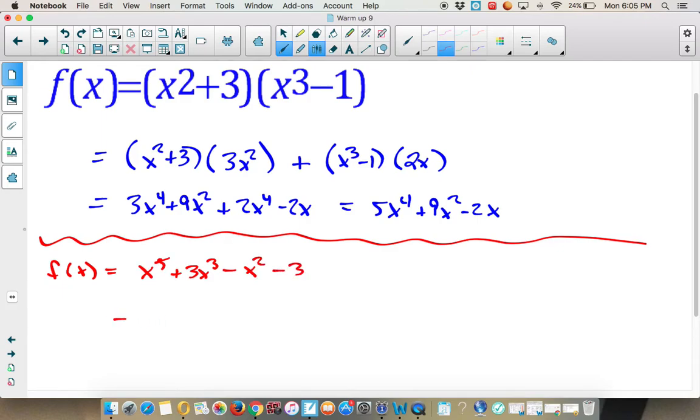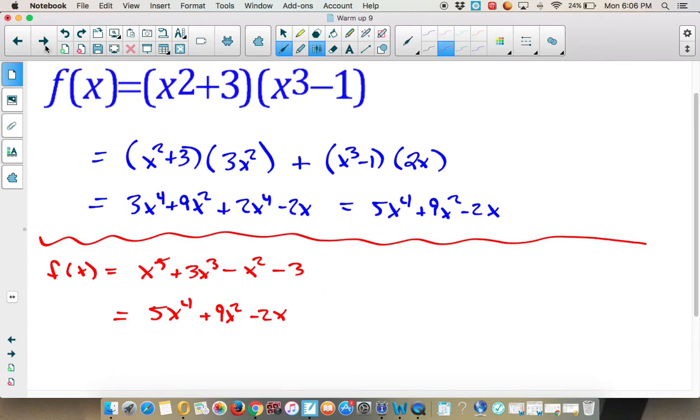And if I take the derivative of that, I get 5x to the fourth plus 9x squared minus 2x. My answers are the same. If you take the derivative of two different things and get different answers and they don't simplify to be each other, then you've messed up somewhere.